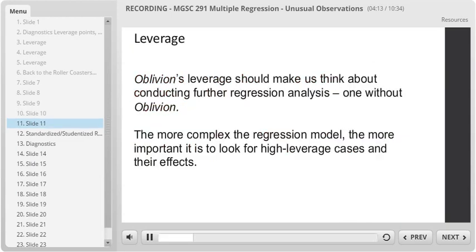Oblivion's leverage should make us think about conducting further regression analysis, one without Oblivion. The more complex the regression model, the more important it is to look for high leverage cases and their effects.